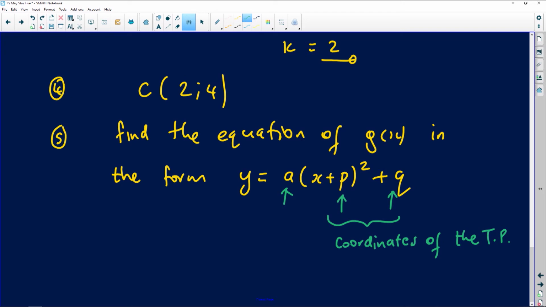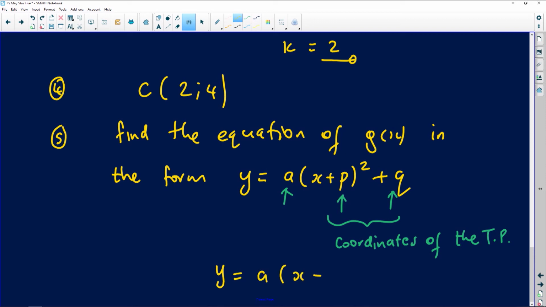Now, that means since I know that the coordinates of the turning point are 2 and 4, from question 4, I'm just going to steal those and replace them for the value of P and the value of Q. So I'm going to do that. I now know what P and Q are, which means I can upgrade my equation by writing it as follows. I'm going to say y is a into x.